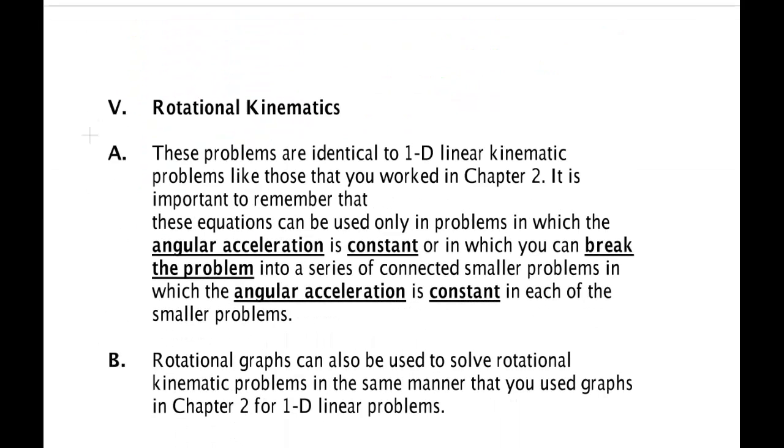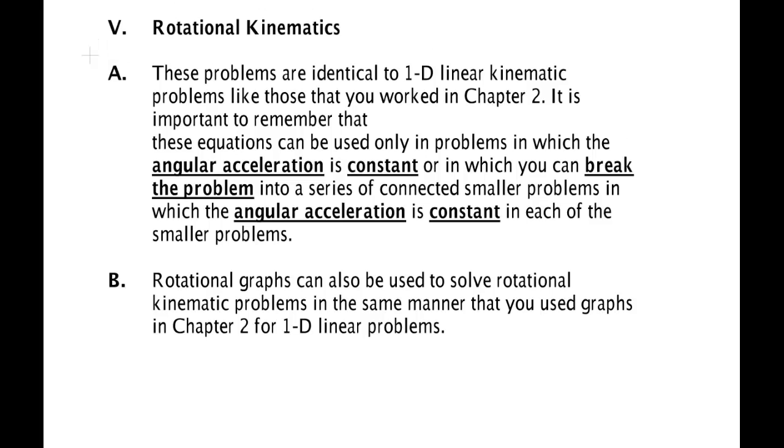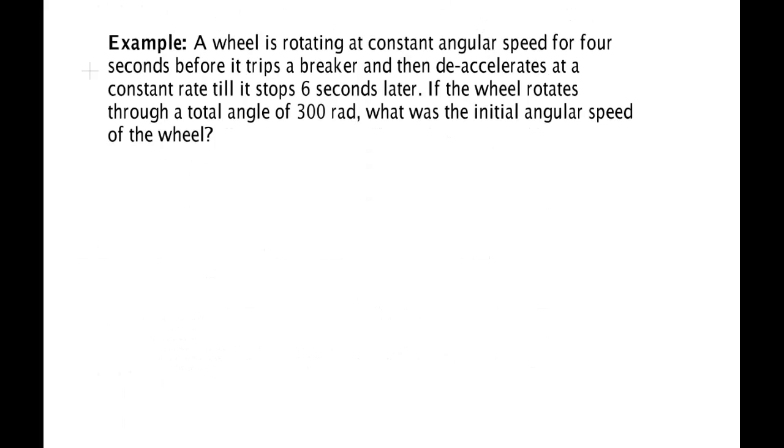Kind of a way of showing how all this puts together and talking about all of these rotational things and how you can use these to solve these various stuff. I want to take an example. You have a wheel. It's rotating at constant angular speed for 4 seconds. Goes along here for 4 seconds at a constant omega. So it stays flat. It then decelerates. So here's 4 seconds. Decelerates till it comes to a stop 6 seconds later.